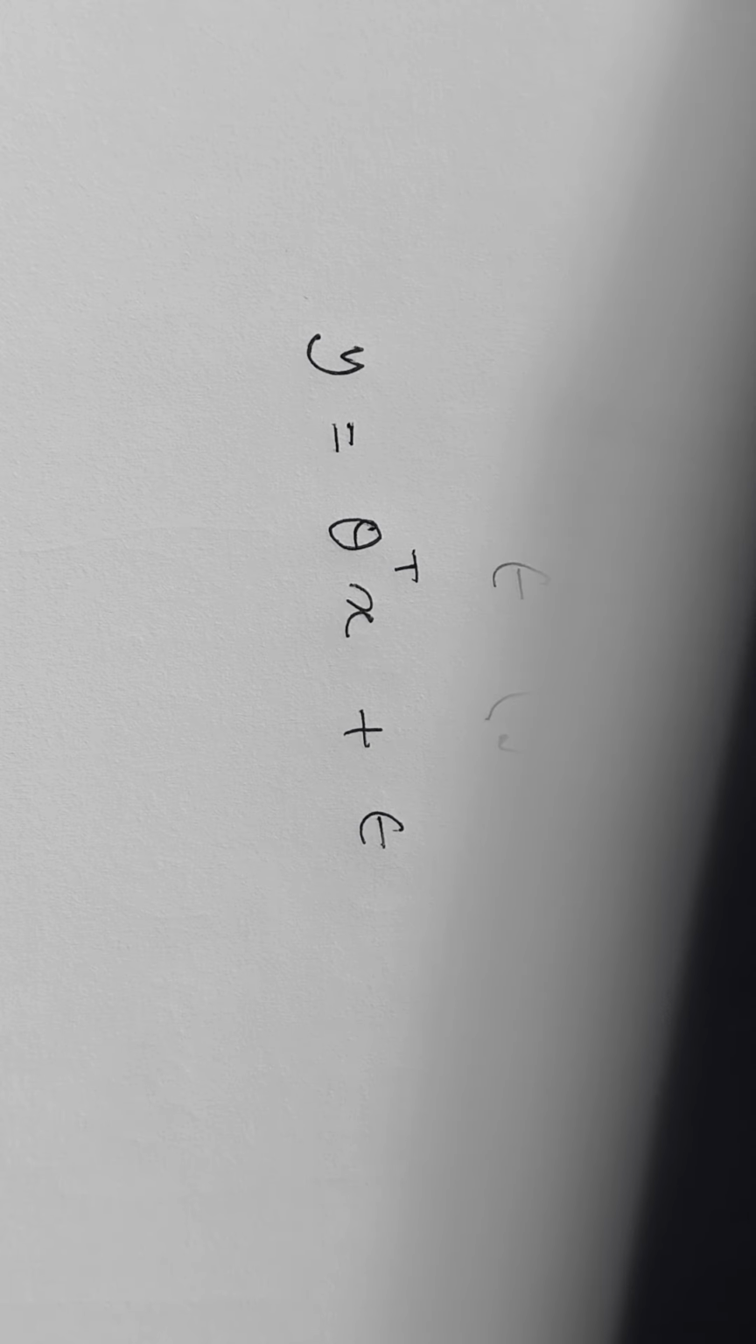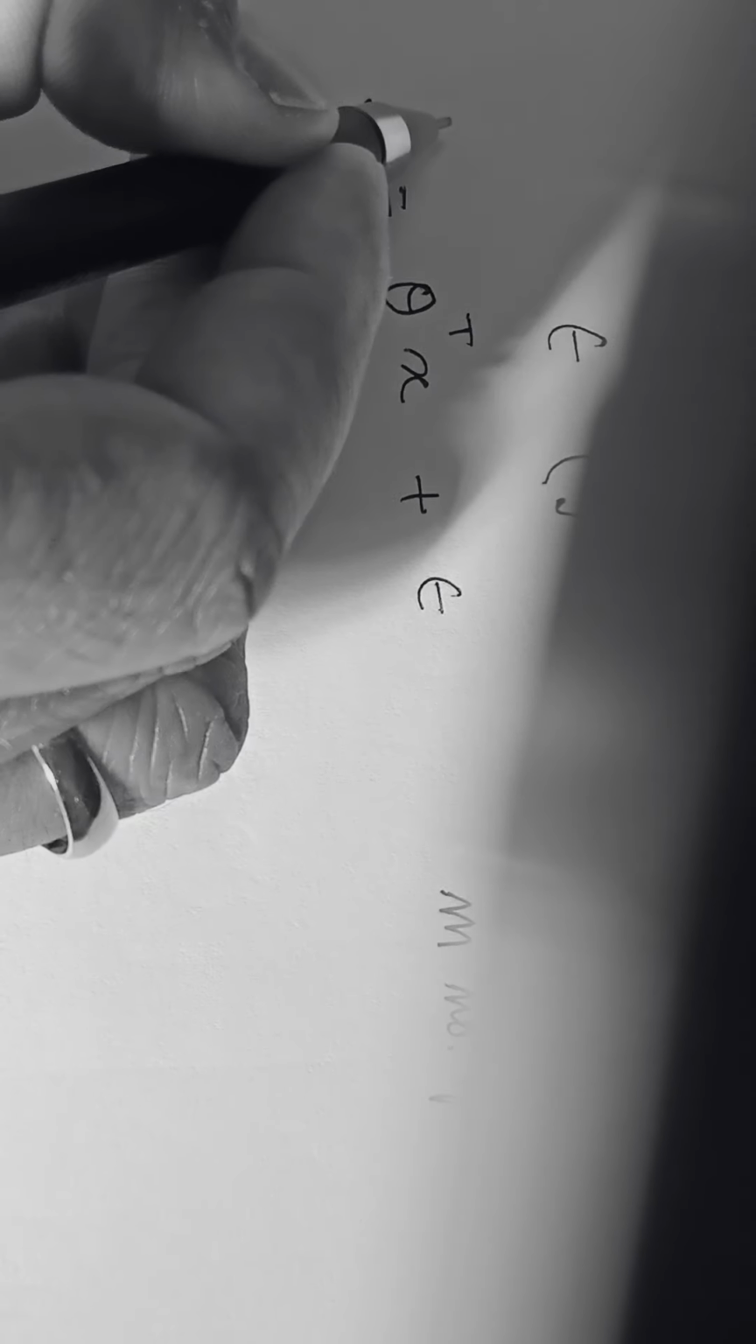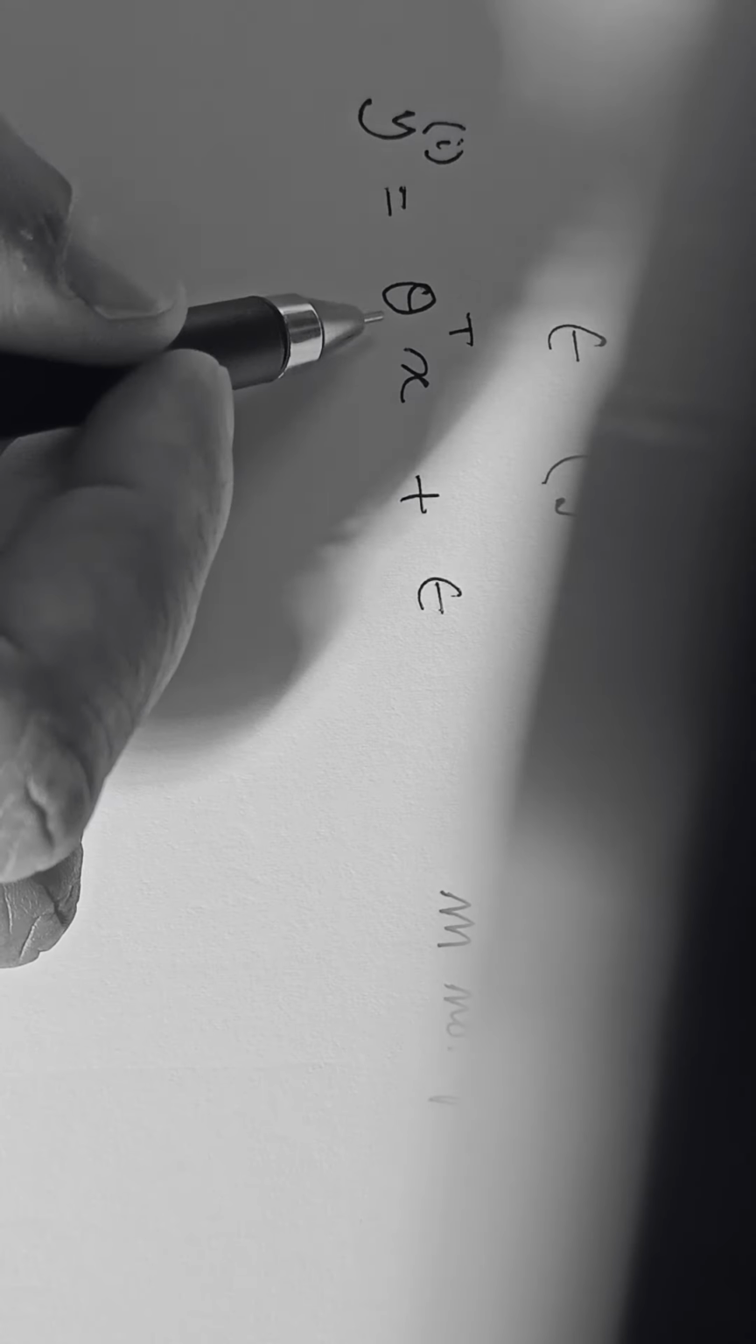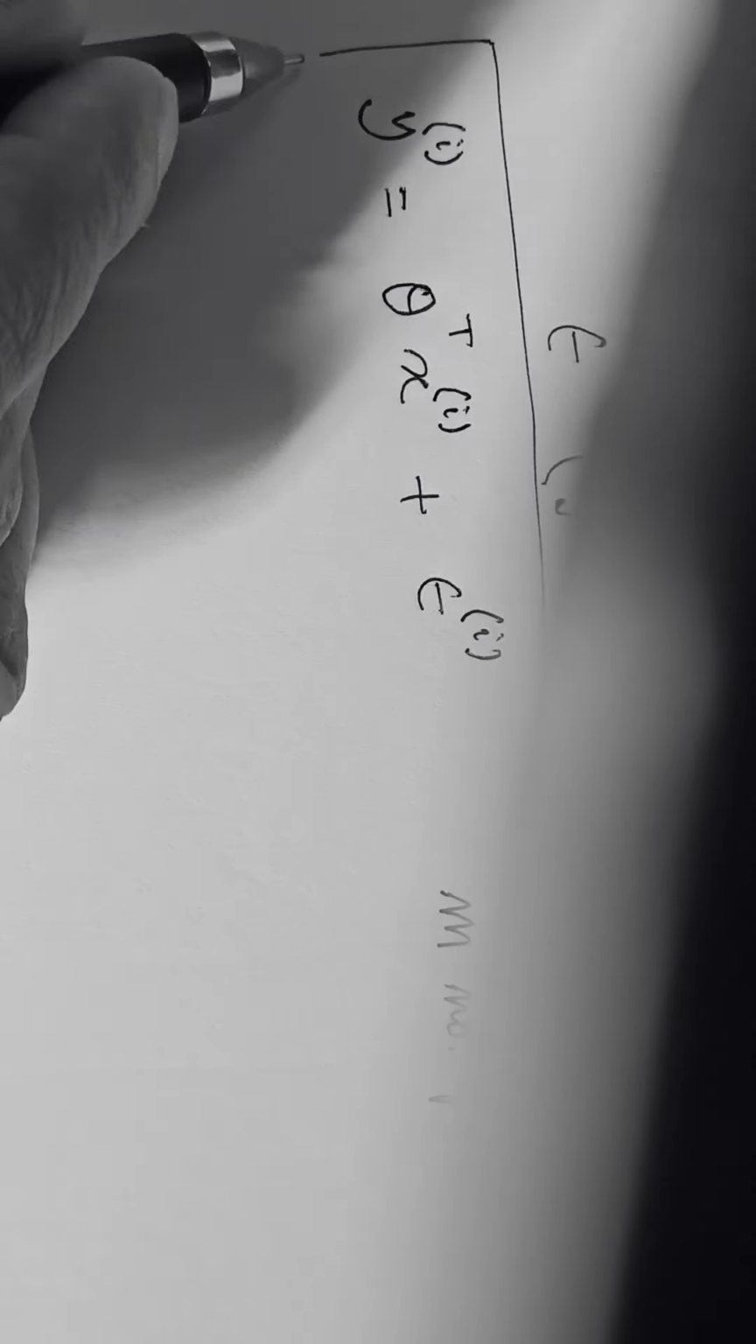Okay, now if we have m number of data in the data set, then we will say that the ith y equals theta transpose times the ith row of x, that is the feature vector, and the corresponding error. Okay, this should be the equation. So we can put this equation as the output. Okay, right. Now what is the nature of this error?